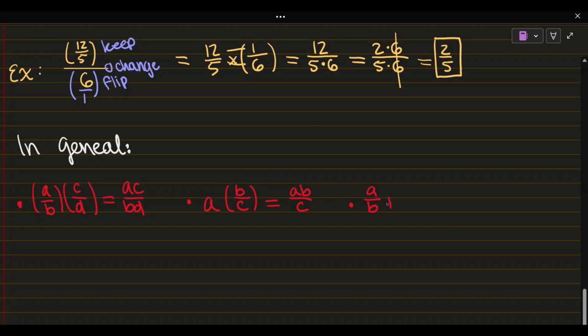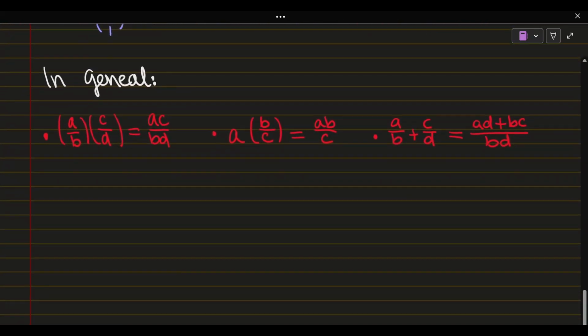A over B plus C over D is equal to AD plus BC over BD. I challenge you to verify why that is, right? This is the formula for adding two fractions. Okay, I genuinely challenge you. I want to see if any of the viewers can tell me why that is.